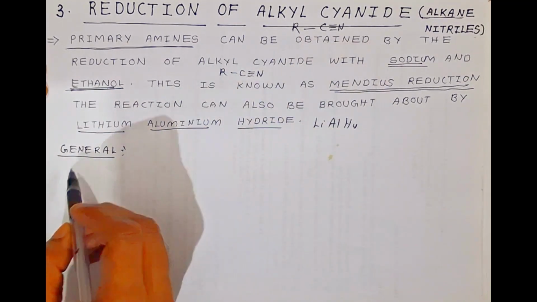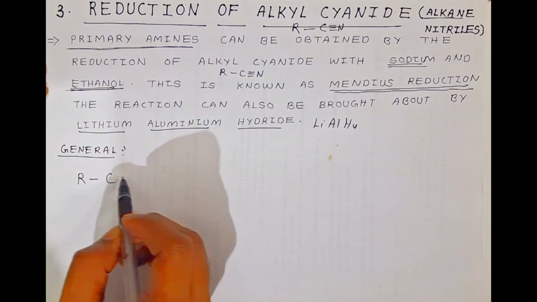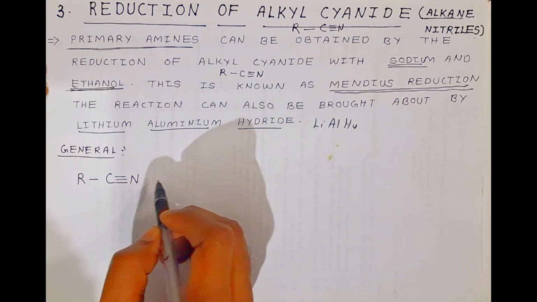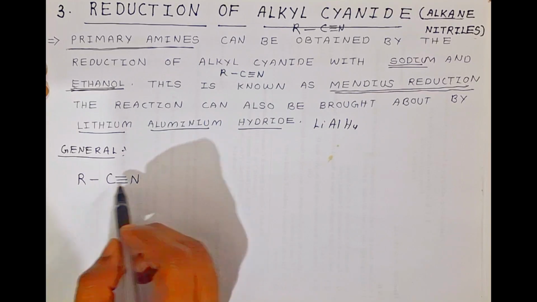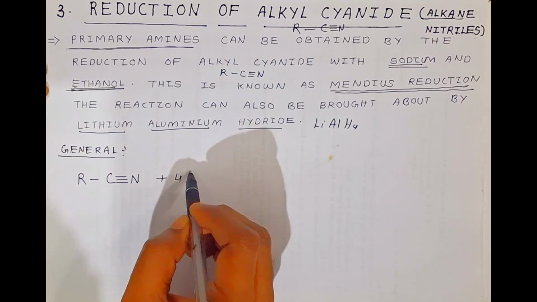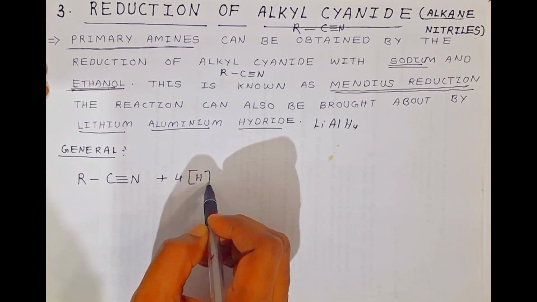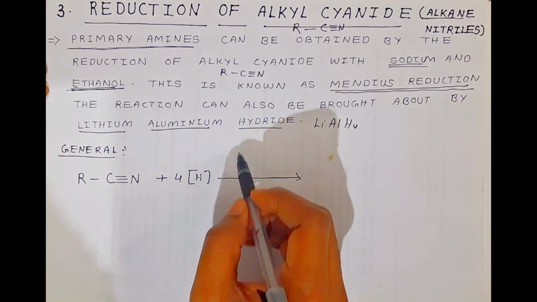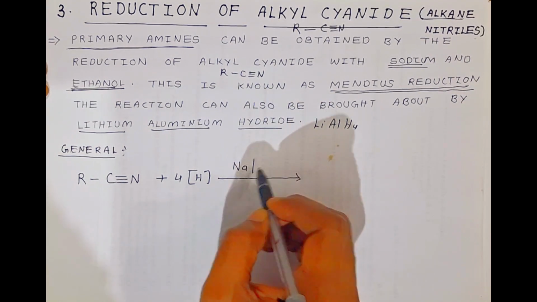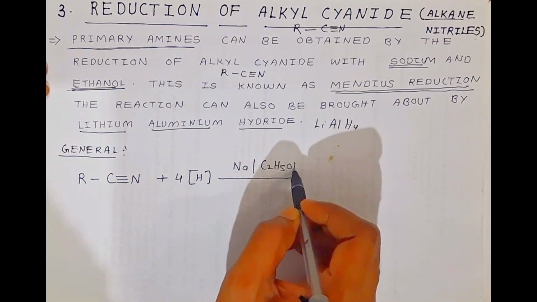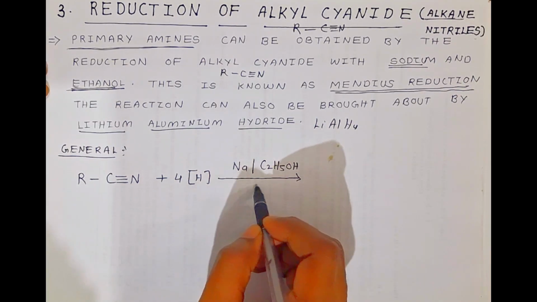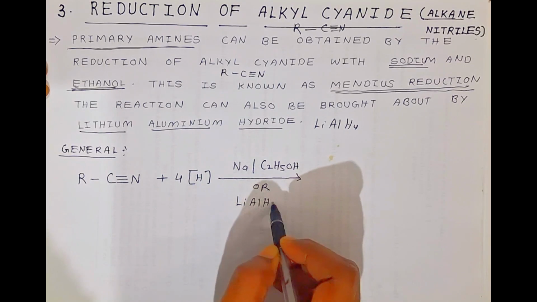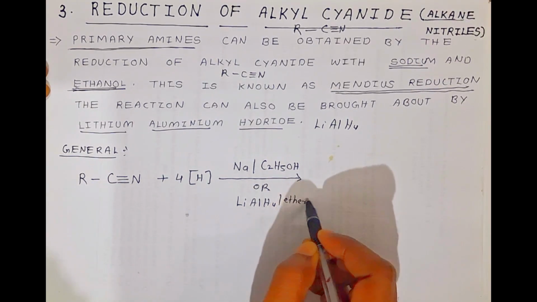So students, alkyl cyanide, that is R, carbon with triple bond with nitrogen. This is alkyl cyanide students. If you want to reduce this cyanide, you require 4 nascent hydrogen. Only 4 nascent hydrogen is enough. Now from where do you get this nascent hydrogen? For that, you can add sodium into ethanol, C2H5OH. This is alcohol. You will get nascent hydrogen, or you can use lithium aluminum hydride in ether, which will also give you nascent hydrogen.